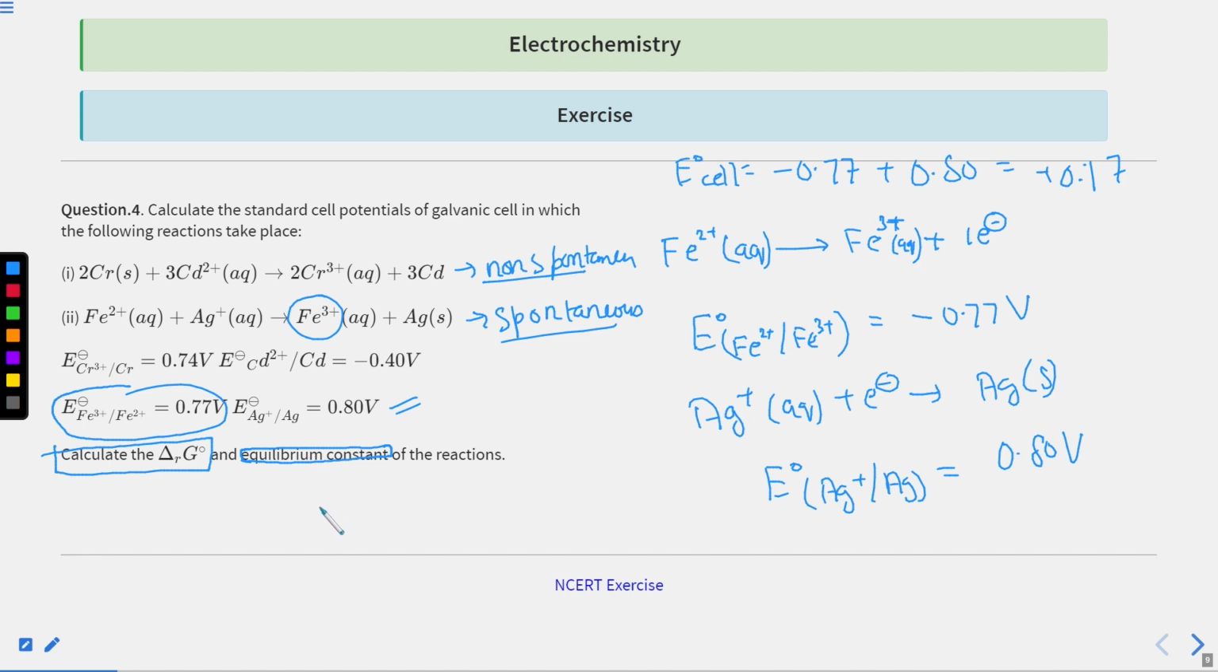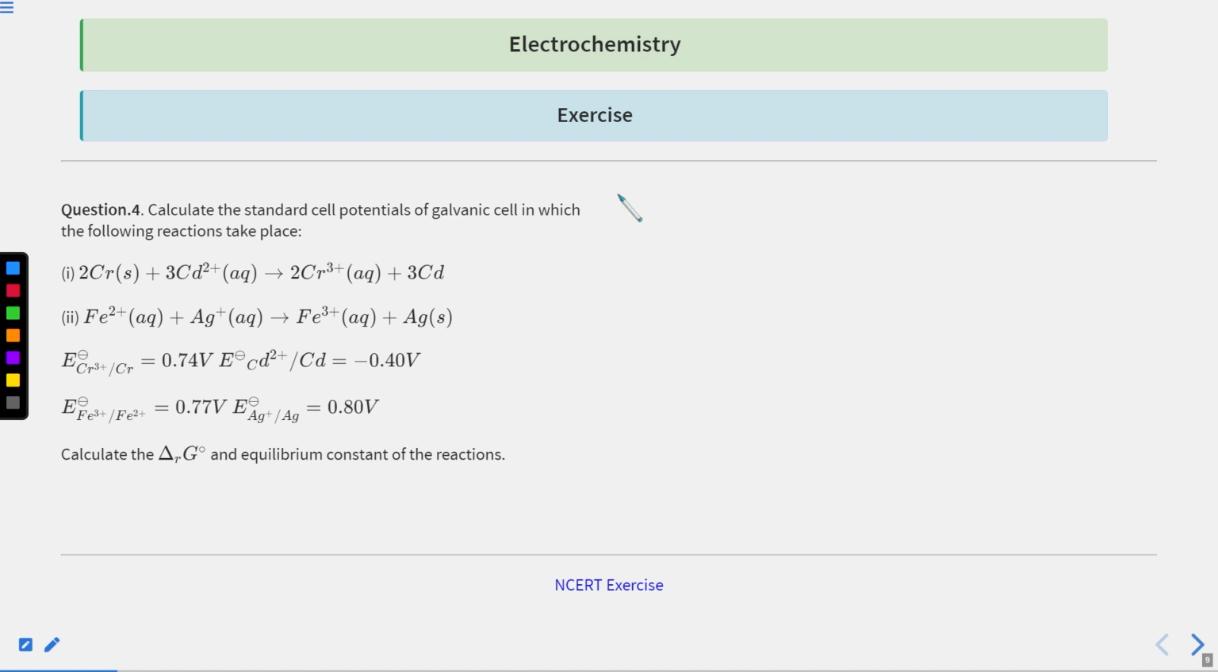So let us start to find the value of this. First, about delta G naught. If you have noted, we have found the value of this. It was minus 1.14, with a negative sign. Okay, so this was the E naught value of the cell. So what will be the delta G naught?